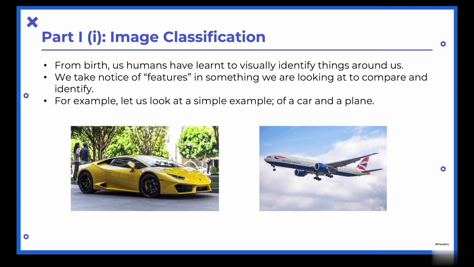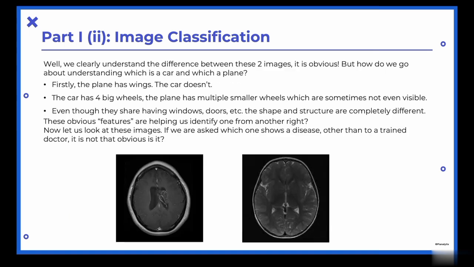There are two images shown here, and it is obvious to us that the image on the left hand side is an image of a car and the image on the right hand side is an image of a plane. Well, we clearly understand the difference between these two images. It is obvious, right? But how do we go about understanding which is a car and which is a plane?